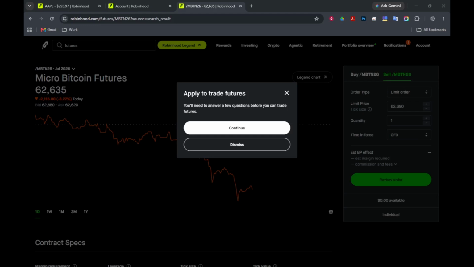In today's video, I'm going to teach you how to enable Robinhood Futures. Getting started with futures trading on Robinhood involves a few essential steps. Let's walk through them together, ensuring you're fully prepared and confident in the process.